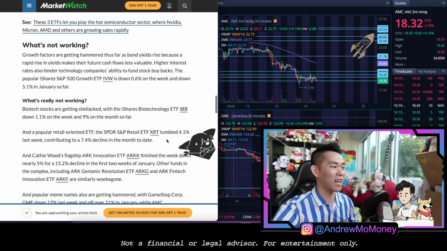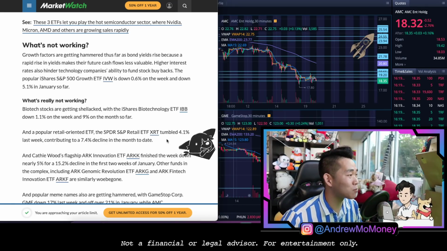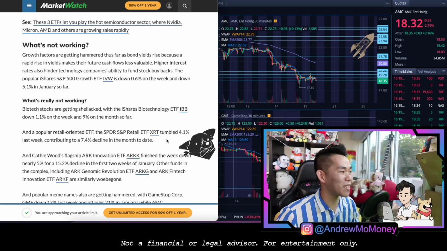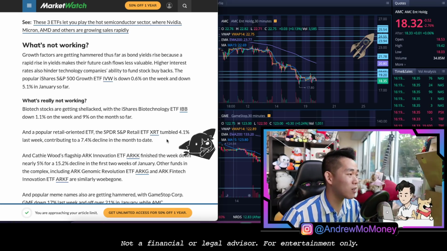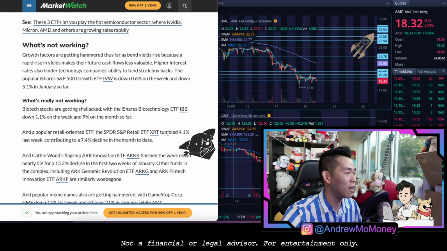Growth factors are getting hammered right now, okay? As bond yields rise, a rapid rise in yields makes their future cash flows less valuable. Higher interest rates also hinder technology companies' ability to fund stock buybacks. The popular iShares S&P 500 Growth ETF, IVW, is down 0.6%. And you don't even want to talk about Cathie Wood's ARK Innovation ETF and biotech stocks.